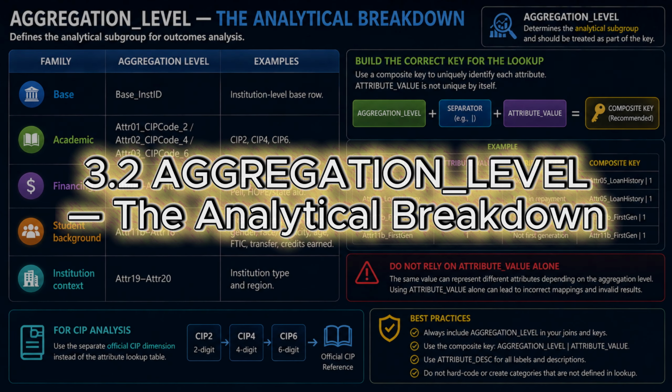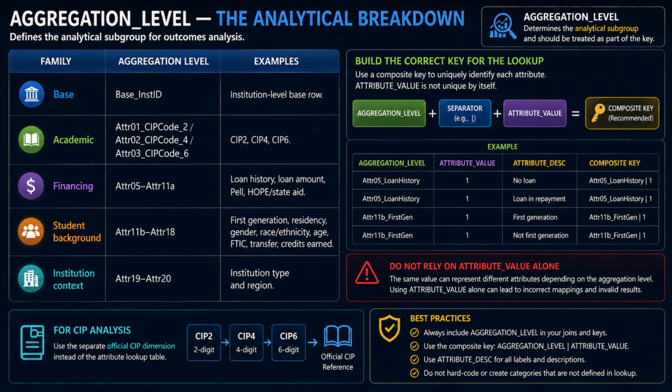Aggregation level, the analytical breakdown. Aggregation level determines the analytical subgroup and should be treated as part of the key. The safest approach is to create a composite key using aggregation level, a separator, and attribute value. Because attribute value is not unique by itself, relying on it alone can produce incorrect mappings. For CIP analysis, use the separate official CIP dimension instead of the attribute lookup table.